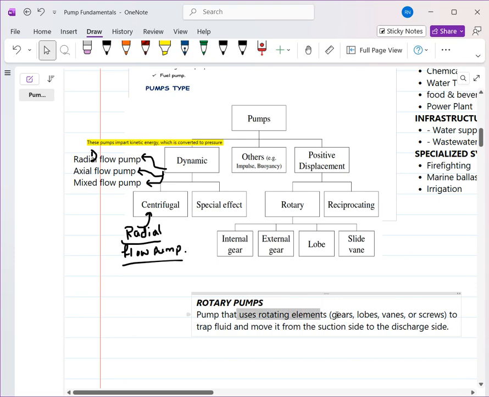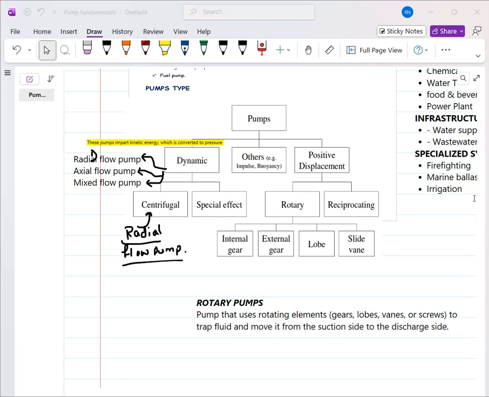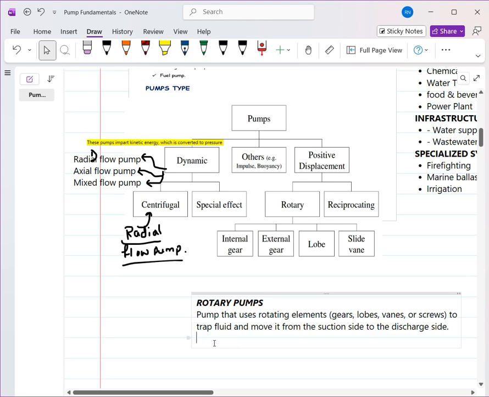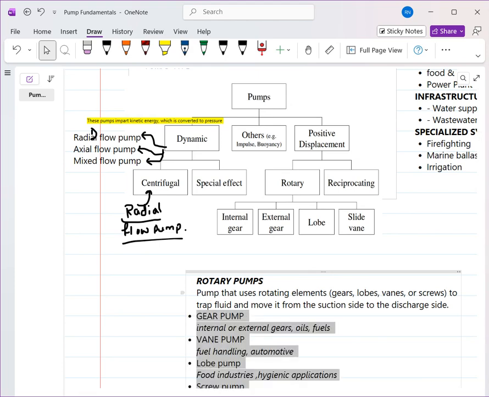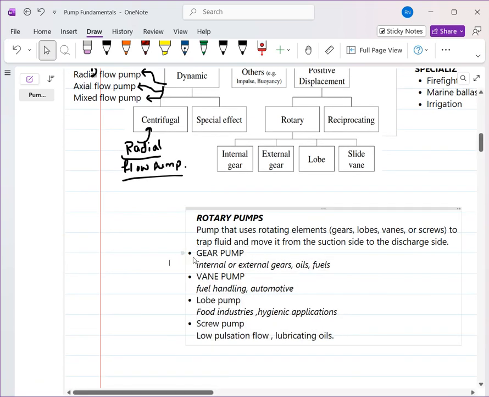The pump uses rotating elements like gears, lobes, and screws to trap the fluid and move it from the suction side to the discharge side, right? Now, in rotary pumps we have again four types. The first one is the gear pump.